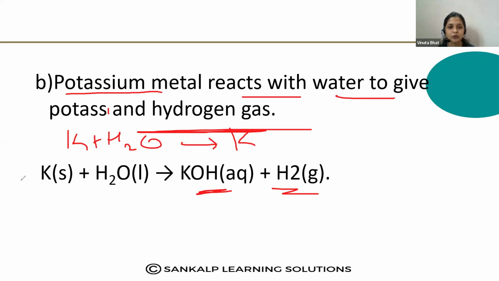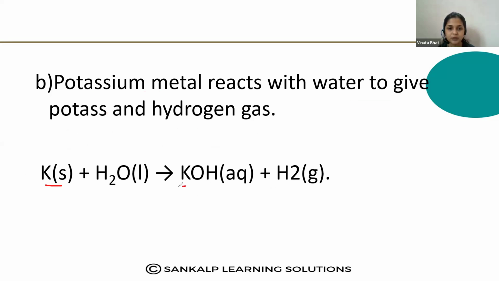Balance potassium and check. Potassium is same in both reactant and the product. Hydrogen, here H2O and H2, but here there are 3 hydrogen, and here 2 hydrogen. Here oxygen is 1, here also oxygen is 1. So let us balance the hydrogen.